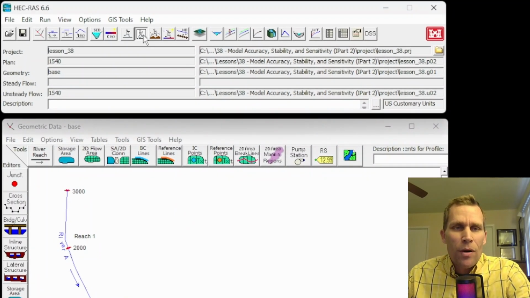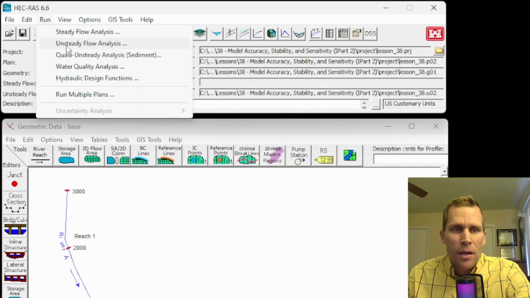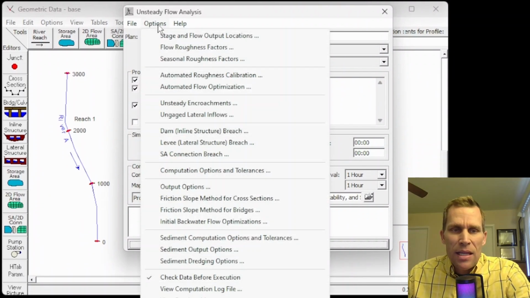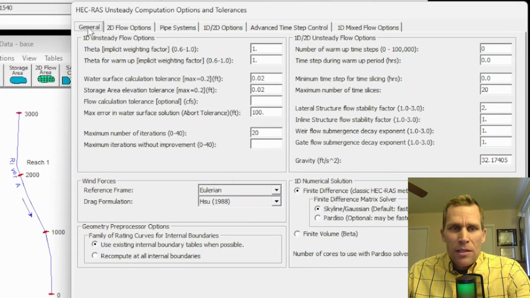To do that, you can go up to the stick figure running up a hill for the unsteady flow analysis button, or you can go to Run, Unsteady Flow Analysis. Then in the Options menu, go ahead and select Computation Options and Tolerances. The first tab here is selected by default. That's the General tab, and the first couple values are theta, and then theta for warm-up period.